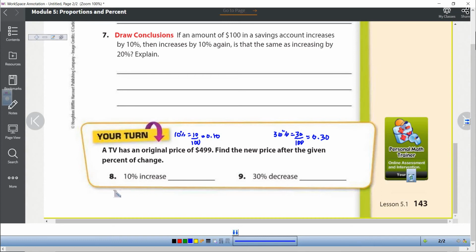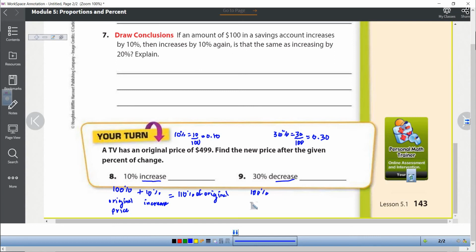So if we're going to have a 10% increase, this is what we're going to have. We're going to have 100%, which is the original price, and then because it's an increase, we are adding 10%. That is our increase, and what that's going to give us is 110% of the original. For this one, a 30% decrease, we're going to have the original price.